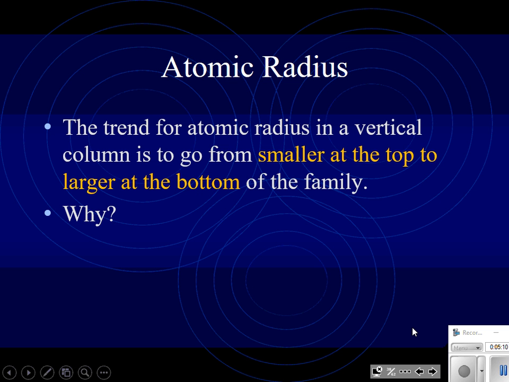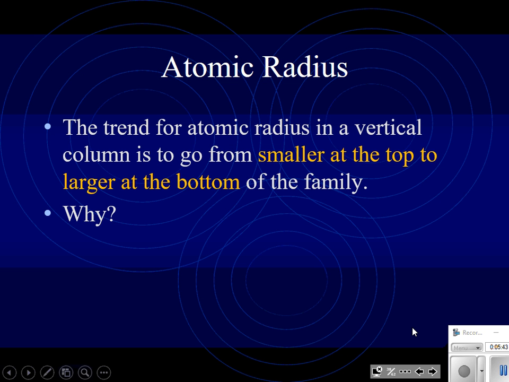The trend for the atomic radius in a vertical column. What was vertical? Up and down, right? So we're talking the different groups, okay? For instance, the alkali metals. We talked about those yesterday, the group 1 elements, okay? Up and down, vertical, okay? The column, the atomic radius in a vertical column, the smaller ones are at the top, the larger ones are at the bottom of the family.